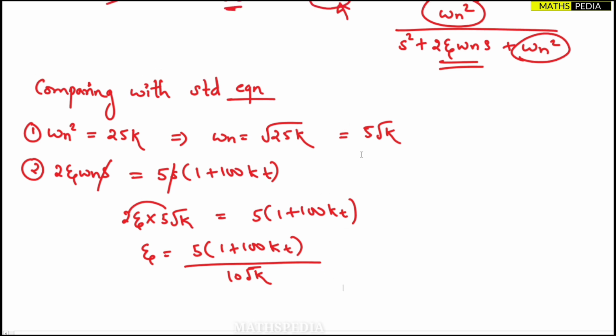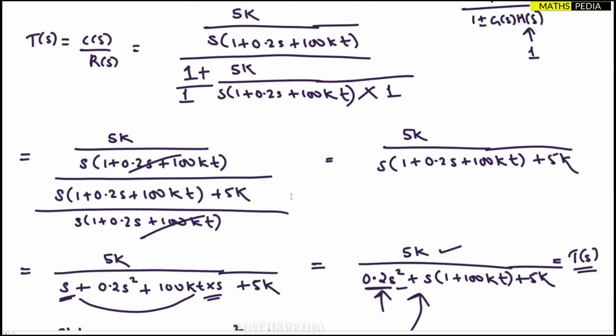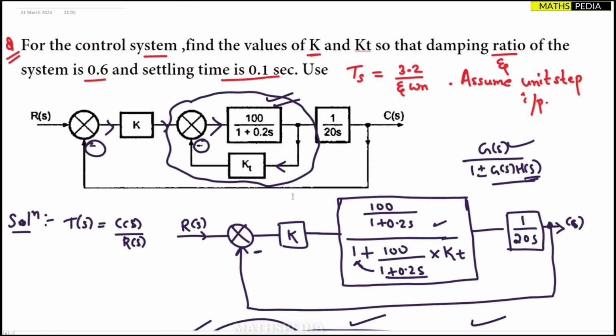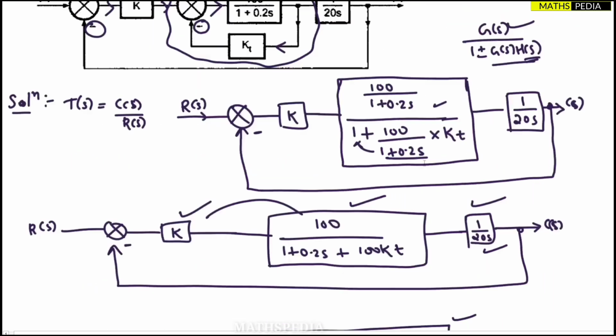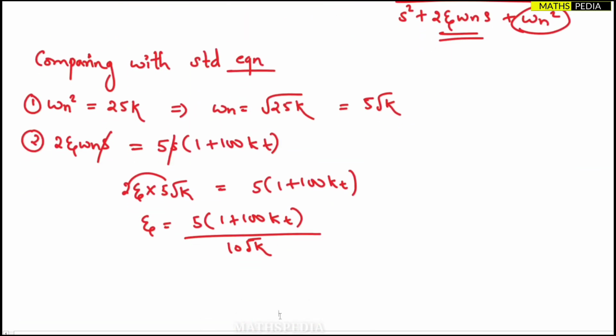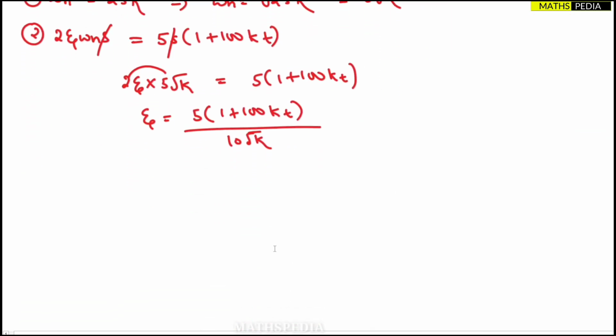Now next thing is that in the question it is given, what is the given data? The given data is the damping ratio is 0.6, that means zeta value is given, and settling time is 0.1, and that settling time formula we have to use. So zeta value we got in some form, right? Now we already know that zeta value is 0.6. Don't need to write, we know that it's given in the question.